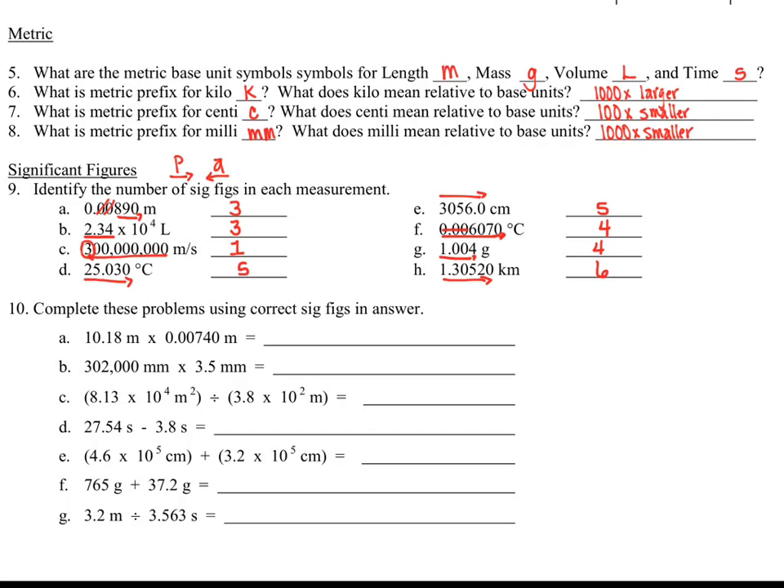Alright, so complete these problems using correct significant figures in your answer. You'll definitely need your calculator for this one. Don't bother doing this by hand. So this one I entered into my calculator, and my answer was 0.075332. And then because I multiplied meter times meter, that's going to give me meter squared.